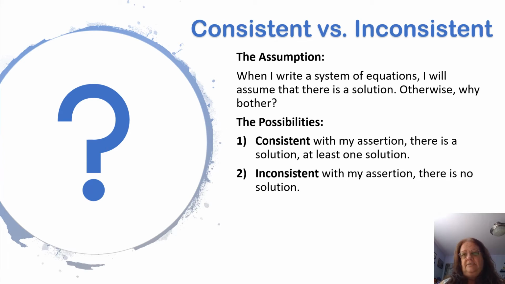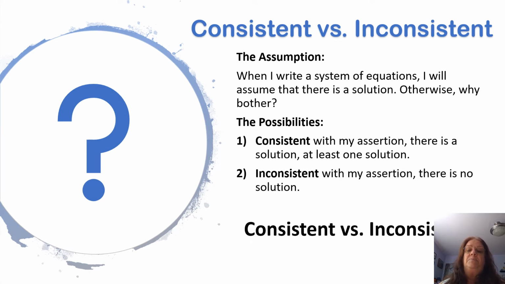Consistent with my assertion, there is a solution. At least one solution. That's why I bothered to write the system. That is consistent. It is consistent with my belief that there is a solution. Inconsistent with my assertion is that there's no solution. So no solution to the system is inconsistent with my assumption. That's the difference between consistent and inconsistent. It's a difference of solution or no solution.